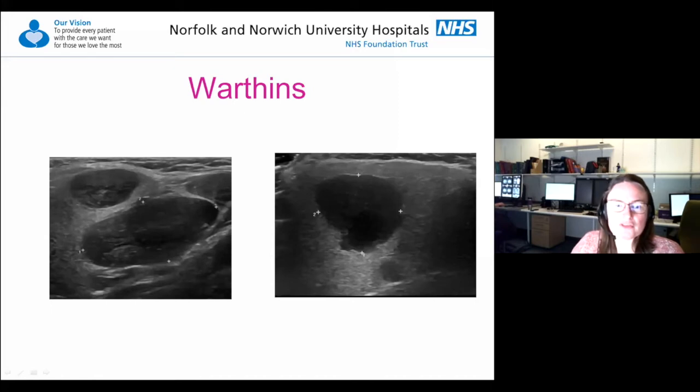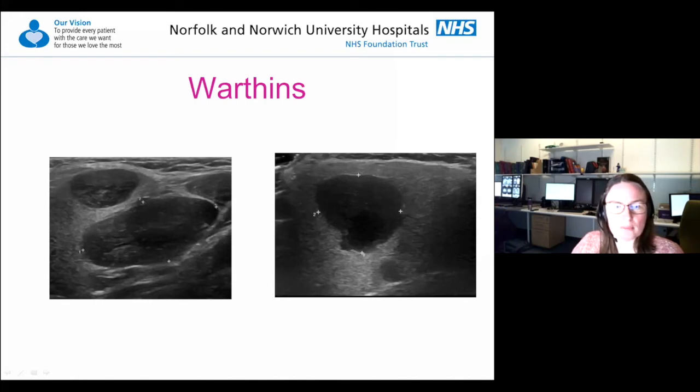The giveaway with the image on the left, that this is a Warthin's tumour, is that the lesion is multifocal. The larger lesion here, which has got the calipers on, but then there's a similar lesion more superficially, and another lesion here as well. So there's actually 3 lesions in one gland. So if a lesion is multifocal within a salivary gland, you're more likely to be dealing with a Warthin's tumour.